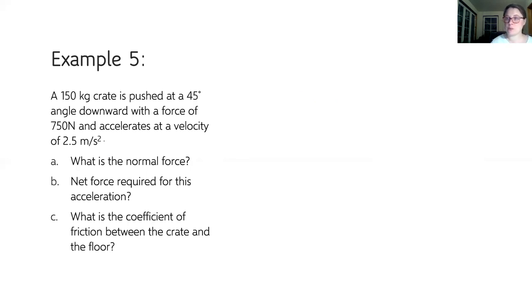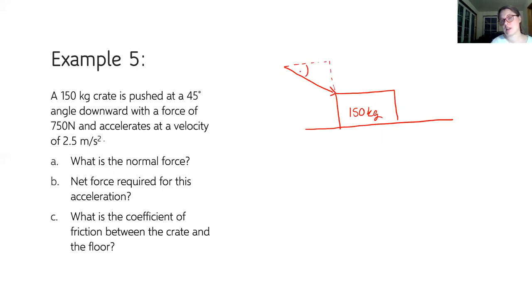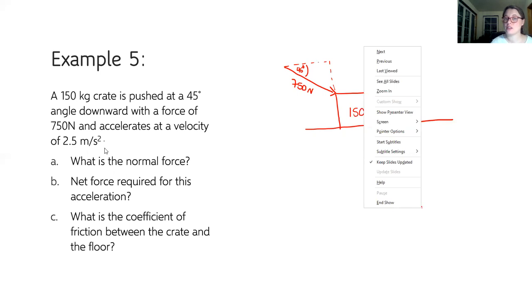So we've got some information. We need to figure out the rest. So start out with the easy part. The easy part is to draw the diagram. So you've got our crate. I'm pushing down. And they said it was 45 degrees. The push is 750 newtons. That's how much I'm pushing down. Let's pause there before we look at this acceleration bit. We're going to leave that till the end.